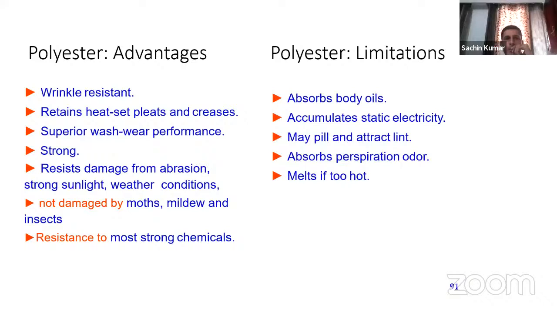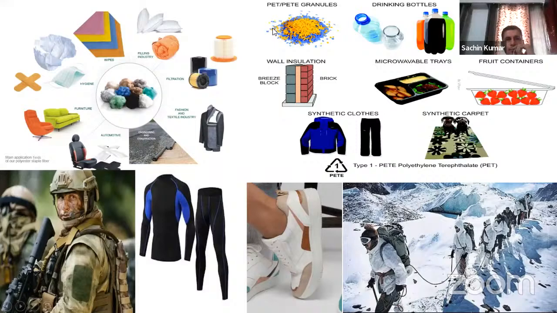The advantages are wrinkle resistance, heat set, superior wash performance, very strong, not damaged by normal weather conditions, not damaged by insects, and resistance to most acids. The limitations are pilling tendency in spun yarn, and it does not absorb moisture, which is another major limitation of polyester. So these are the application areas: along with clothing, other uses like multi-tile foam, stretchable shoes, high temperature clothing, bottles, etc. are made up of this.